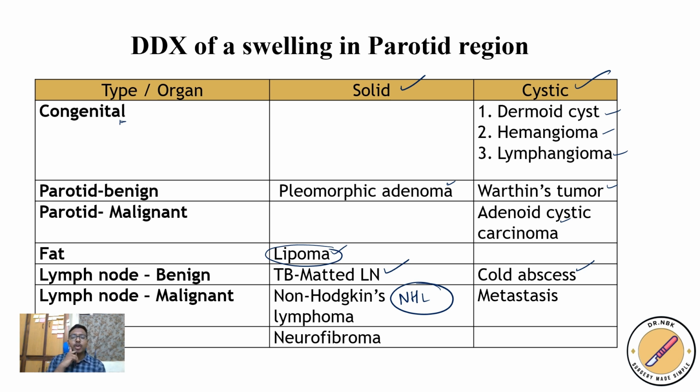Another important point you need to understand is, rarely in an advanced stage, whenever there is an oral cavity ulcerative growth, this can metastasize to the preauricular lymph nodes. So that will give metastasis to that preauricular group of lymph nodes. Very rarely you can have a neurofibroma, which can arise from the nerves present in this region. Okay, so these are the important differentials for a swelling present in the parotid region.